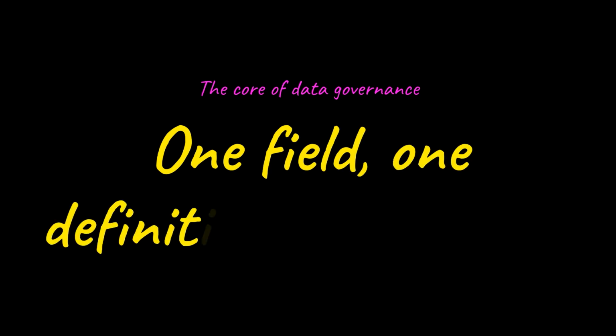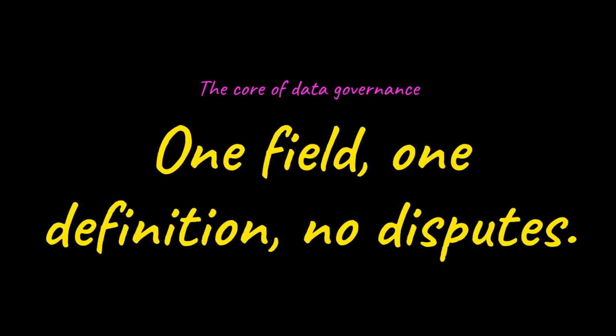When a data dictionary exists, analysts produce consistent reports, developers map fields reliably, and new staff onboard faster. It is the single source of truth for what every piece of data in the system represents.